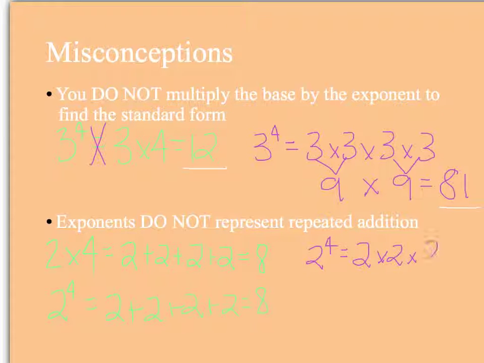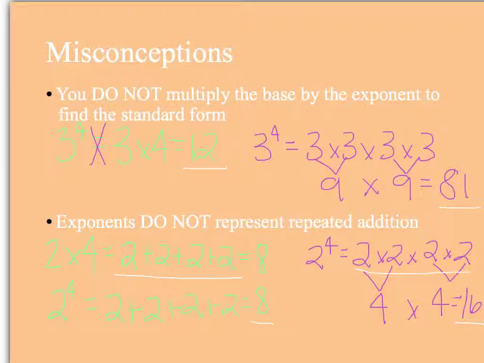And multiplying 2 together 4 times is going to be a much different number than if we were to just add it together. So let's group it like we did above. 2 times 2 equals 4, and then we're going to multiply that by 2 times 2 again. And we're going to get 16 here. Notice that the value of 8 is different than the value of 16. So repeated addition and repeated multiplication are going to get you different answers.